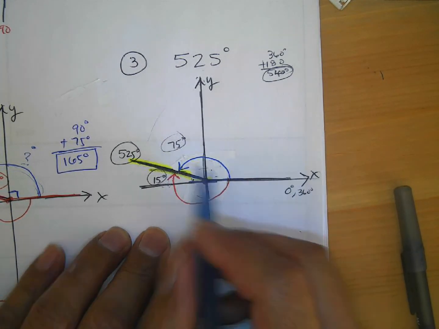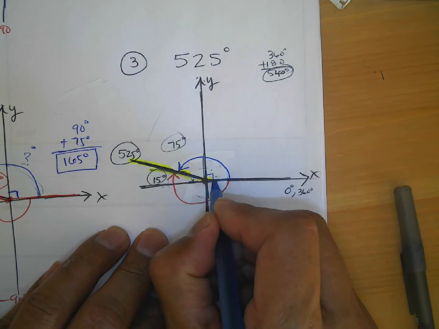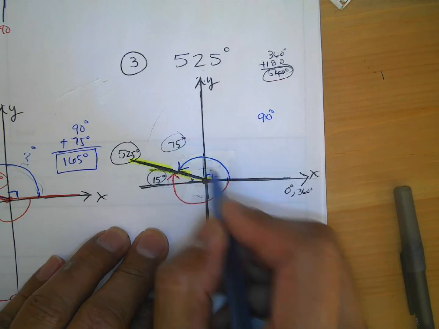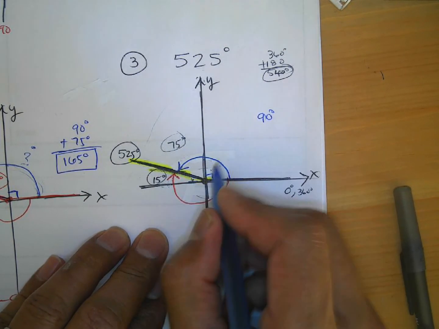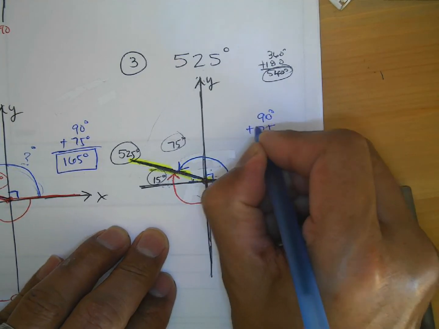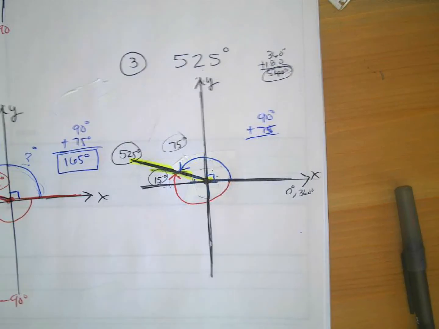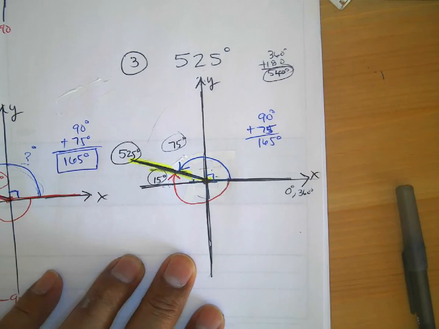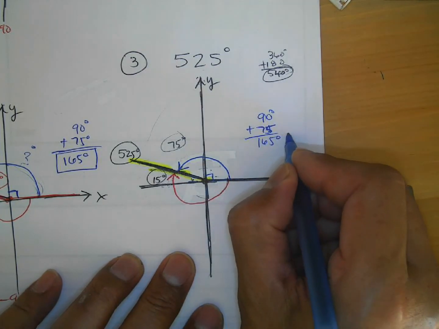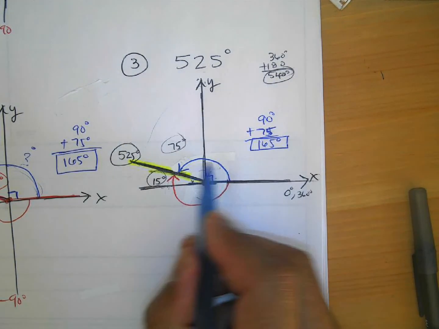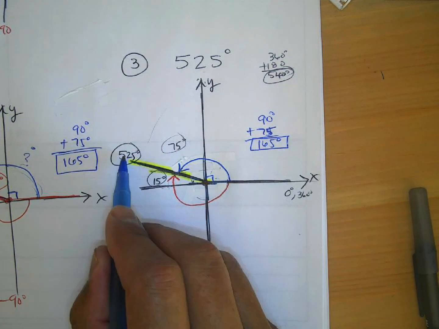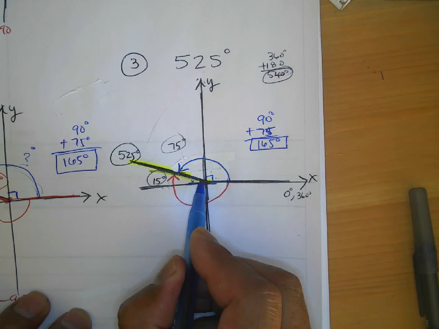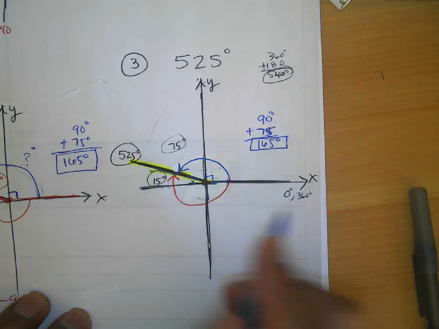So for the positive one, a positive coterminal to 525 would be what? 90 plus what? Plus this 75. Right, this plus this, right? We have this angle here. This is 90, this is 75. So that's what, 165? Oh, we did it over here. Positive 165 is coterminal to 525. And again, I already know this terminal side.